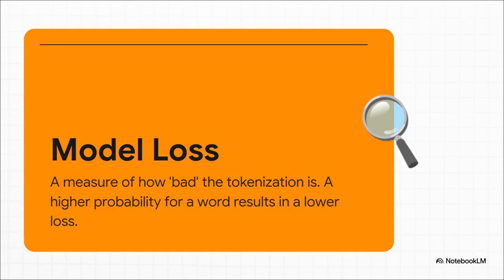Okay, remember that loss score we talked about in the training loop? Well, this is where it comes back in a huge way. That loss score is tied directly to the probabilities we were just looking at. The easiest way to think about loss is as a badness score. If your vocabulary is finding tokenizations with really high probabilities across the whole data set, your badness score, the loss, is going to be really low. And low loss is good. It means your vocabulary is doing an awesome job.